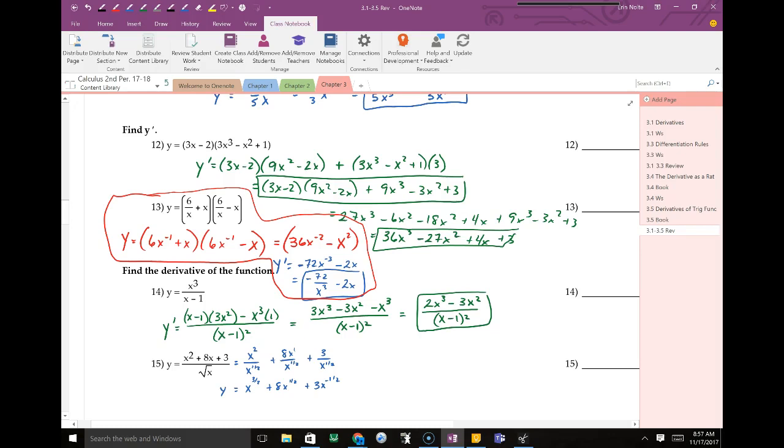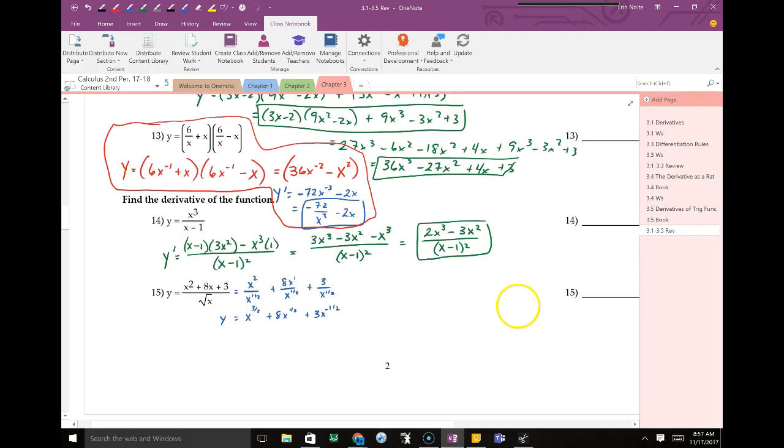Okay, number 14 is a straight up quotient rule. There's nothing too tricky about that question. You should get 2x to the third minus 3x squared all over the quantity of x minus 1 squared. Yep, starts with the ho.